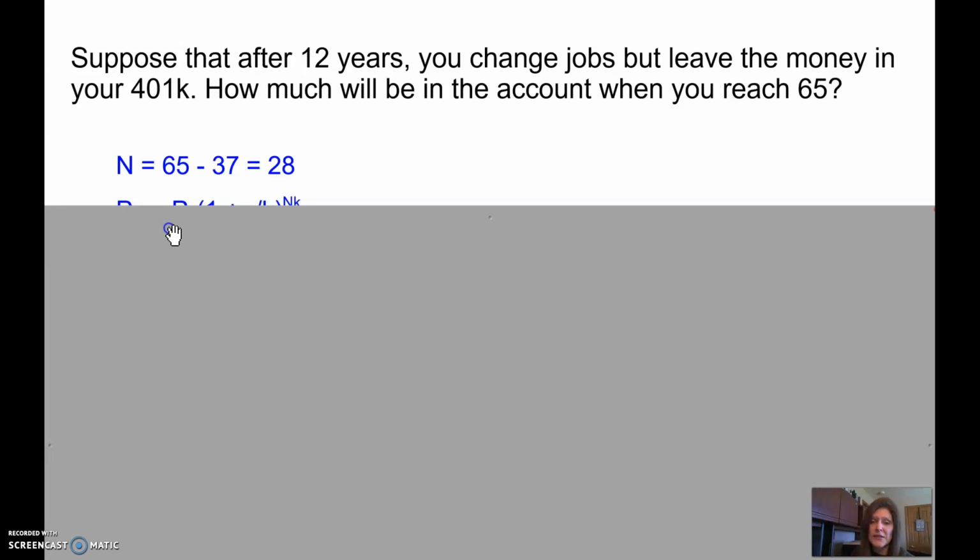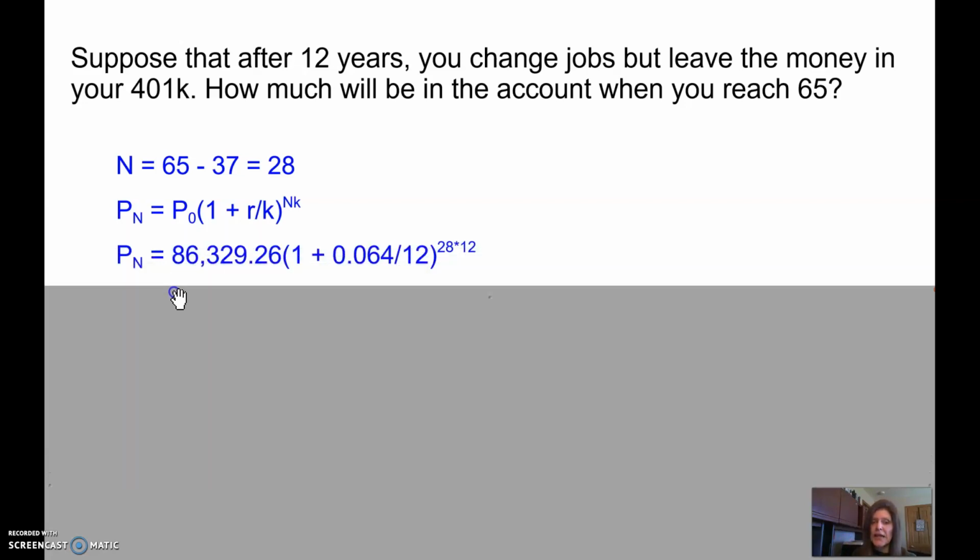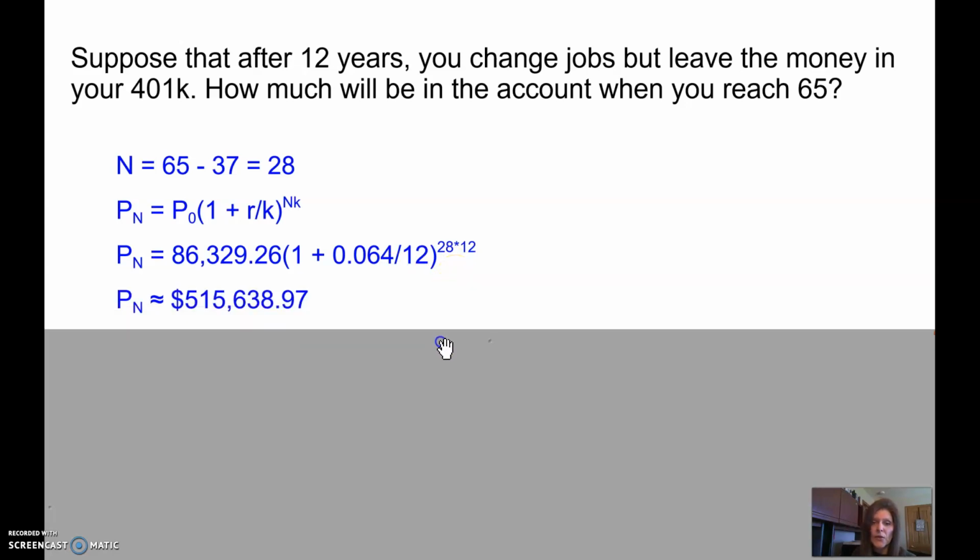The rest of it is just following the formula. P sub N is equal to P sub 0, the initial deposit, times the quantity, 1 plus R over K, raised to the NK. That's the basic compound interest formula. Putting in the 86,000 plus that we just calculated, and our interest rate, and our frequency K of 12, and our N of 28, we're going to come up with approximately $515,638.97. That's over $500,000 that you will have sitting in that account.